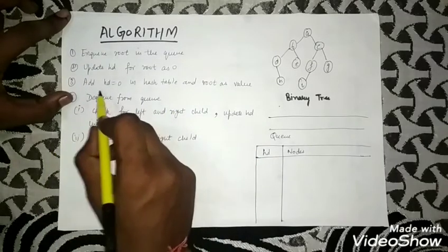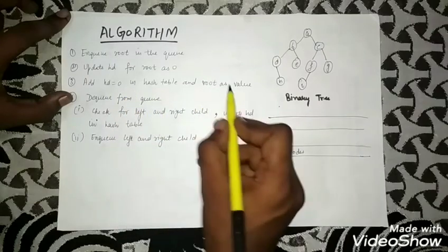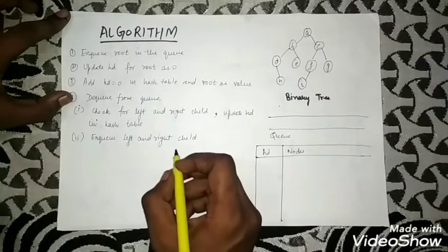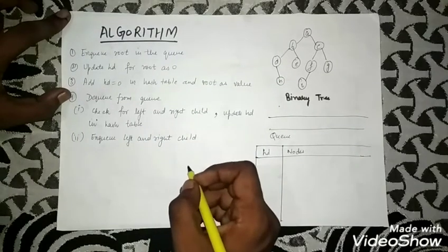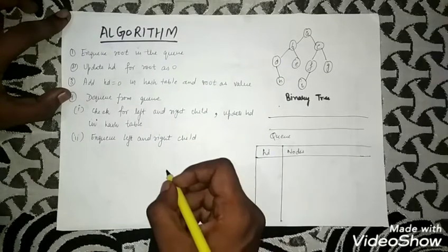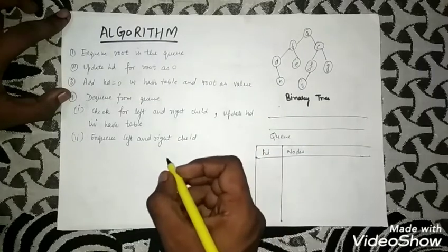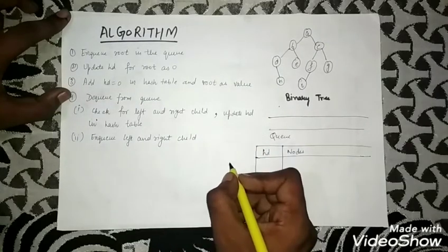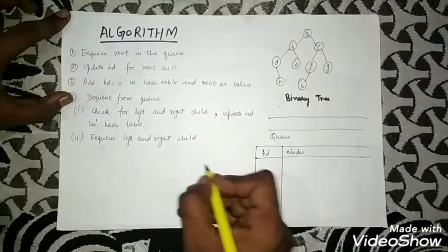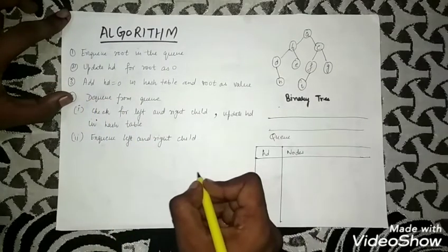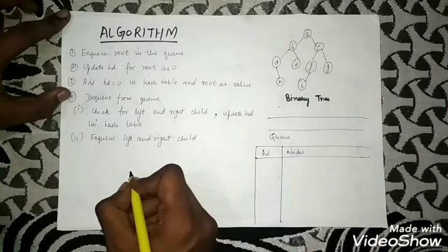Now the third step says add HD equal to 0 in the hash table and root as value. Now we know that hash table consists of two things. One is key and the other one is value. So in the hash table, we will use horizontal distance as key and the nodes that are present on this horizontal distance as values. So what we are going to do in this third step is that we will add the horizontal distance into the hash table and we'll add the corresponding nodes as well into the hash table.